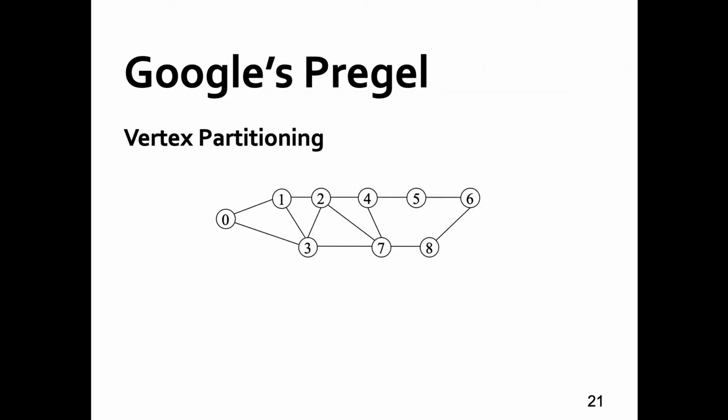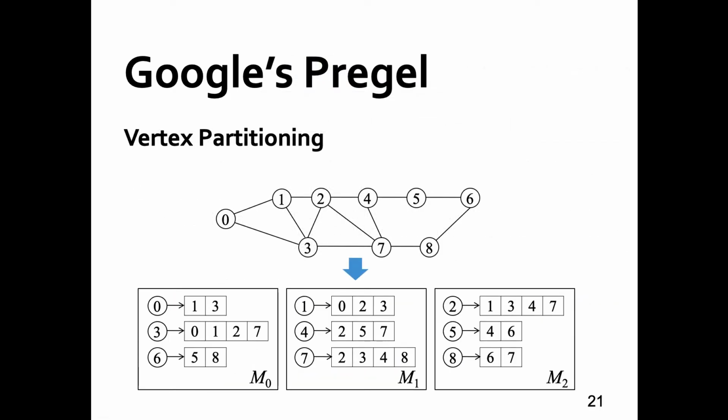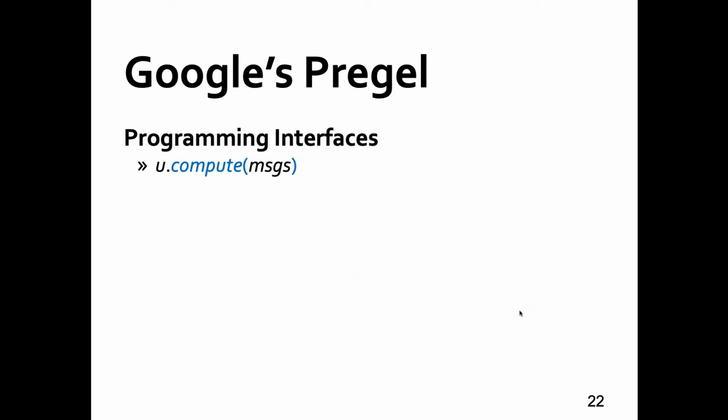Given a big graph, Pregel partitions vertices into different machines by ID hashing, where each vertex is accompanied with a list of its neighbors that it can send messages to. Each vertex U is associated with a user-defined function, where the input argument is a set of messages received by U from the previous iteration.